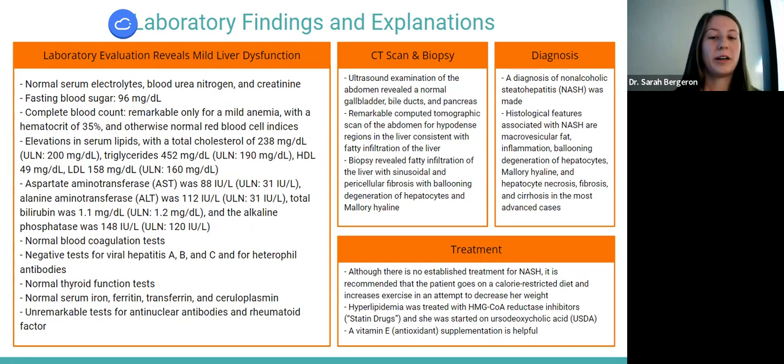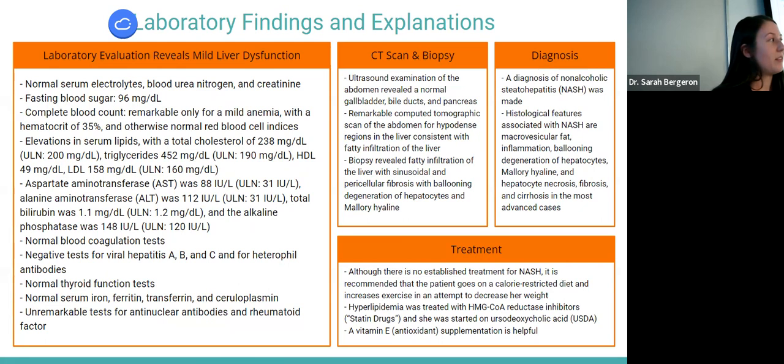She had normal blood coagulation tests with negative tests for viral hepatitis A, B, and C, and then normal thyroid function tests, normal serum iron, ferritin, transferrin, and ceruloplasmin. She had unremarkable tests for anti-nuclear antibodies, and then she underwent a CT scan and liver biopsy.